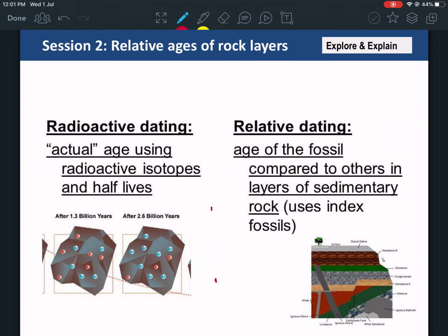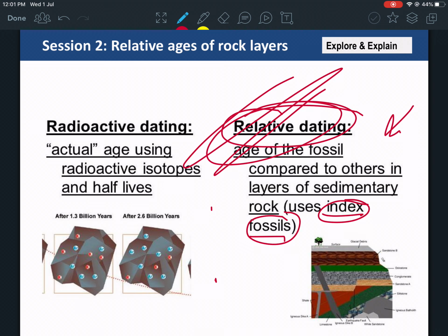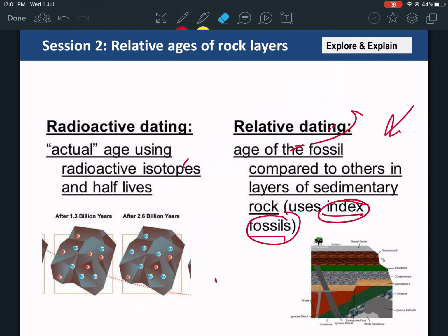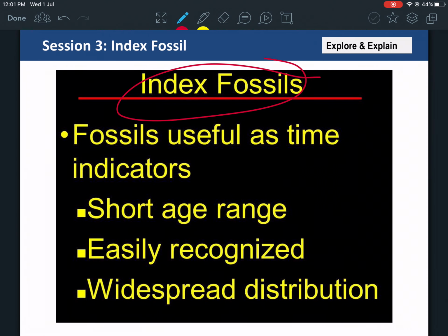Okay, and you study these because you know the layers of sedimentary rocks using an index fossil. So how do you study relative dating? You use index fossils. What are index fossils? This is what we're going to learn. So this is what we're going to learn later. So relative dating, you know the age of the rock compared to other rocks using index fossils. Now let's go see what an index fossil is.